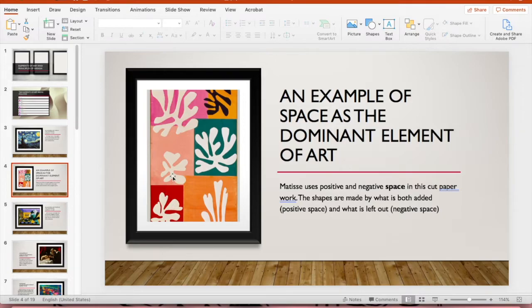So you could say that Matisse kind of flips the positive and negative ideals on its head by making the negative space the most prominent element in his work.